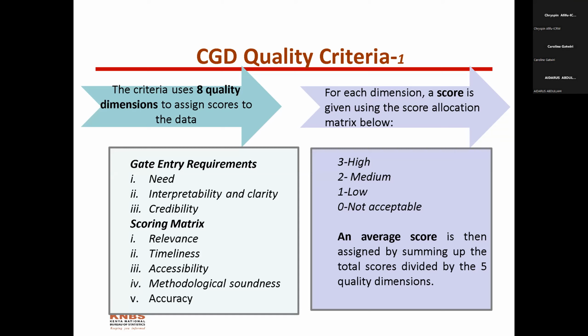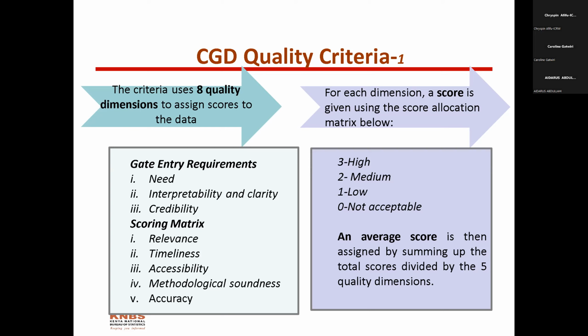And as I said, quality is expressed in terms of dimensions. So for the quality assurance framework at KNBS and the National Statistical System, we have 11 quality dimensions. For the quality criteria for CGD, because the data is not meant for official use, it's just meant for capturing issues that affect people, and the initial idea was not to use it for official reporting, instead of using the 11 quality dimensions that we use at KNBS, we came up with 8 quality dimensions, because we understand that this data is not meant for official use. And the idea here is to have 2 areas in terms of scoring. We have what you call a gate entry requirement and a scoring matrix.